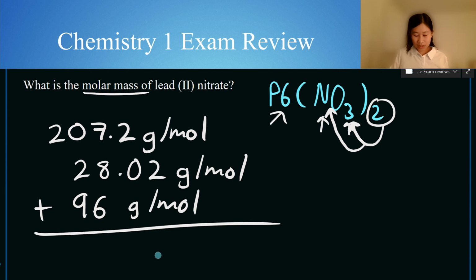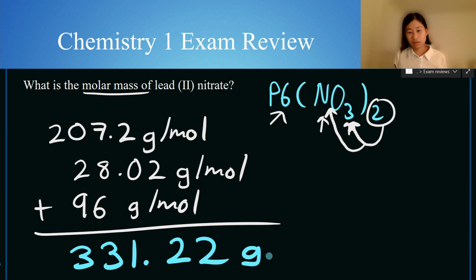Alright, and then in the end, you'll come out with 331.22, and this will be in grams per mole. Okay, so this is the molar mass of lead(II) nitrate.